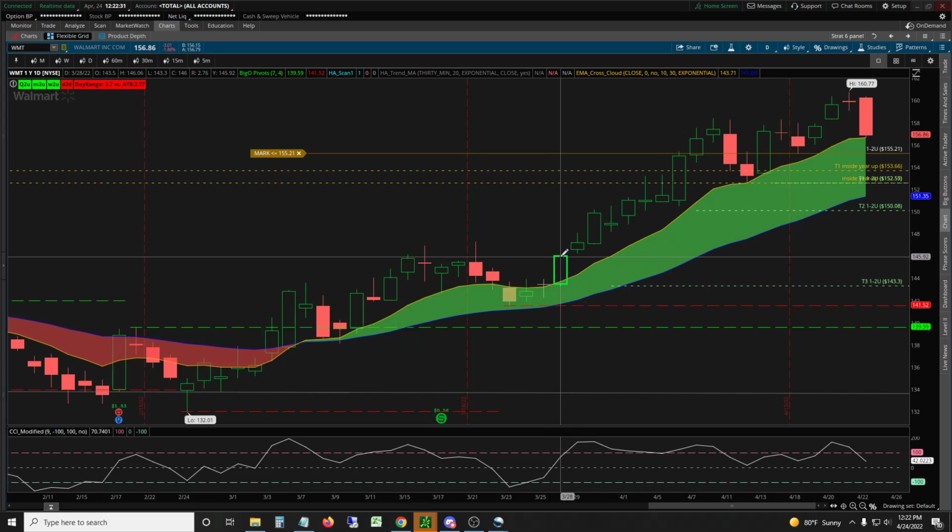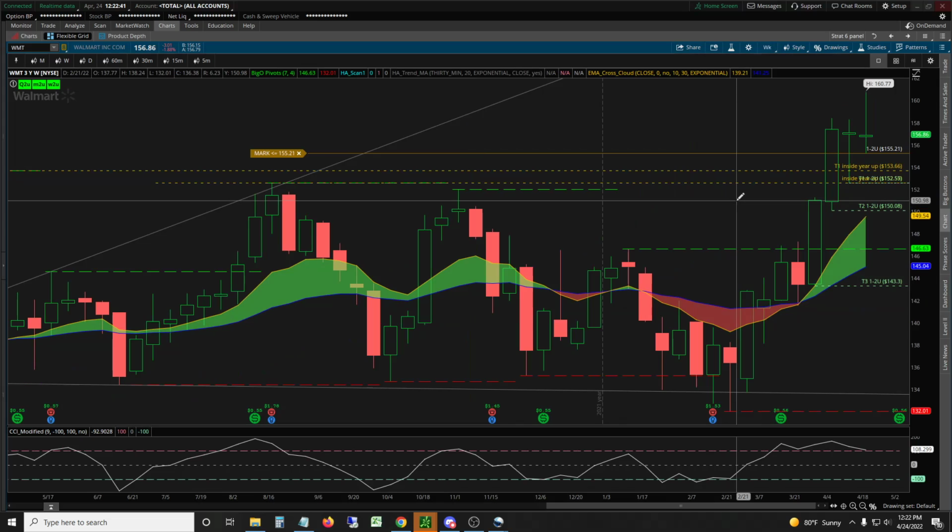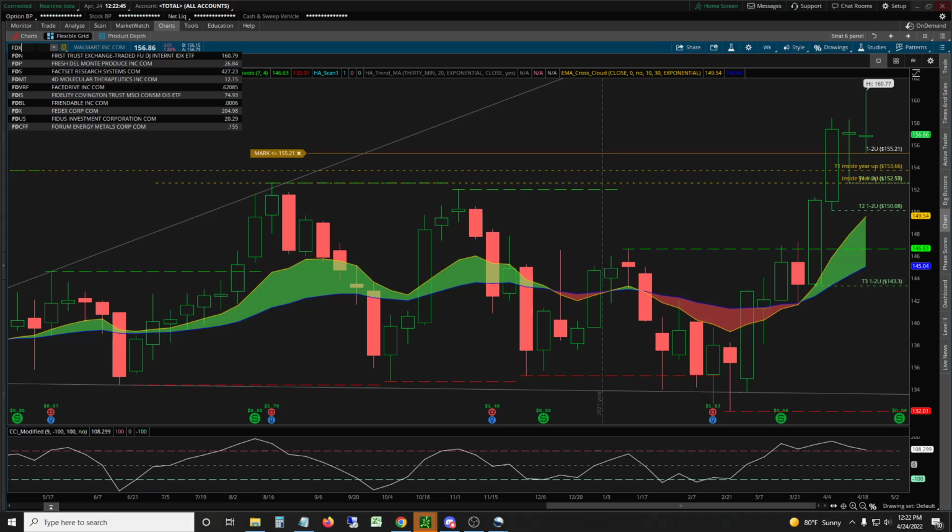There's actually a gap here, 146.06 to 146.25. So we have a small gap here. So you can throw those on as targets. So that's Walmart and FedEx.